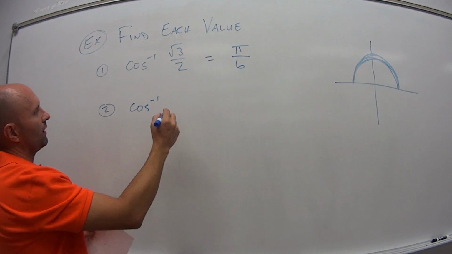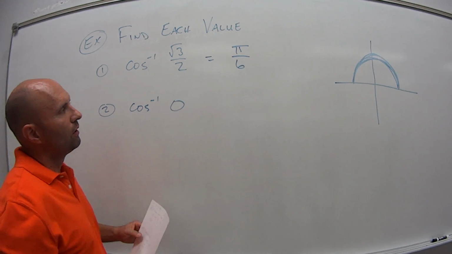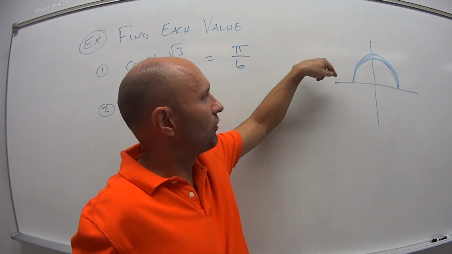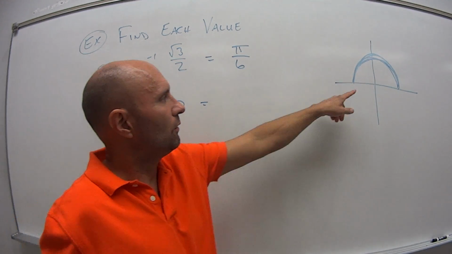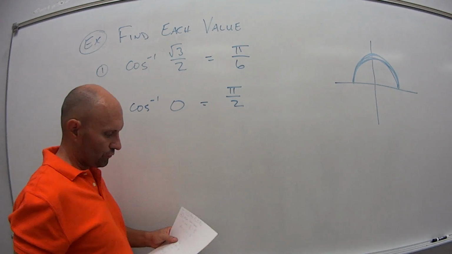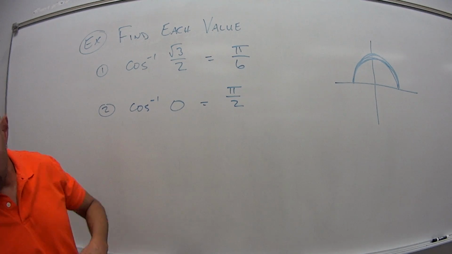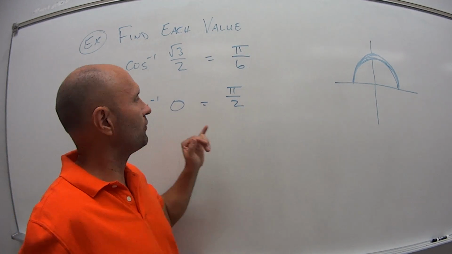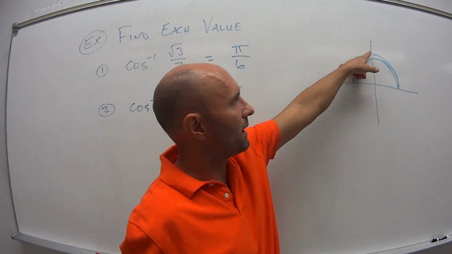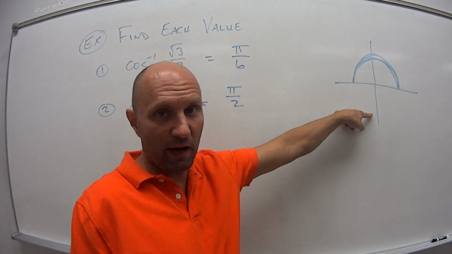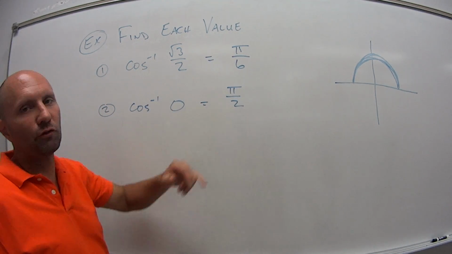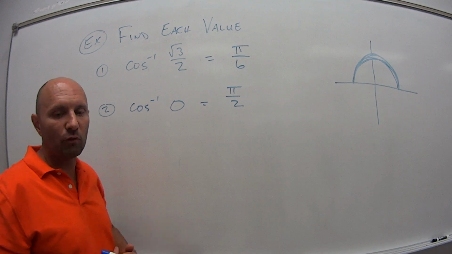If we have cosine inverse of 0, well, where on the top half of this circle is cosine equal to 0? Well, that's when our radian measure is pi over 2. And again, we're concerned with the top half of the circle because cosine of 0 could be two different measures, right? It could be pi over 2, it could be 3 pi over 2. But because we're only concerned with the top half of the circle, that's why we end up with a value of pi over 2.